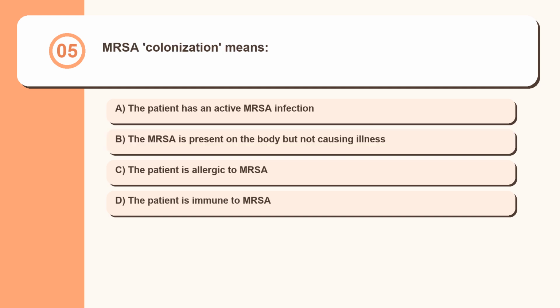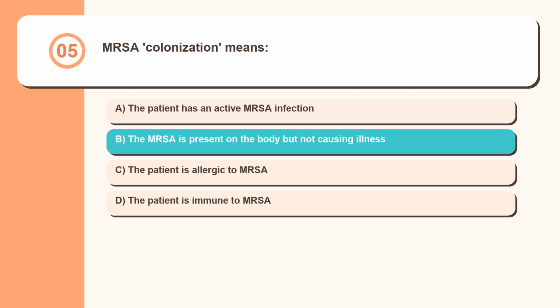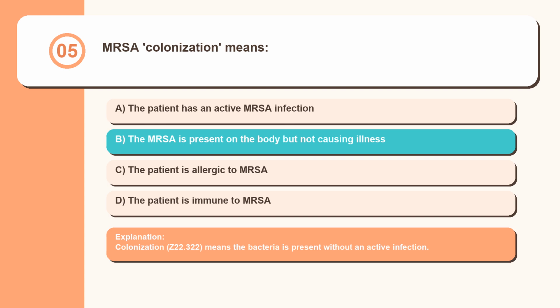Question 5. MRSA colonization means the patient has an active MRSA infection. The MRSA is present on the body but not causing illness. The patient is allergic to MRSA. The patient is immune to MRSA. Colonization, Z22.322, means the bacteria is present without an active infection.